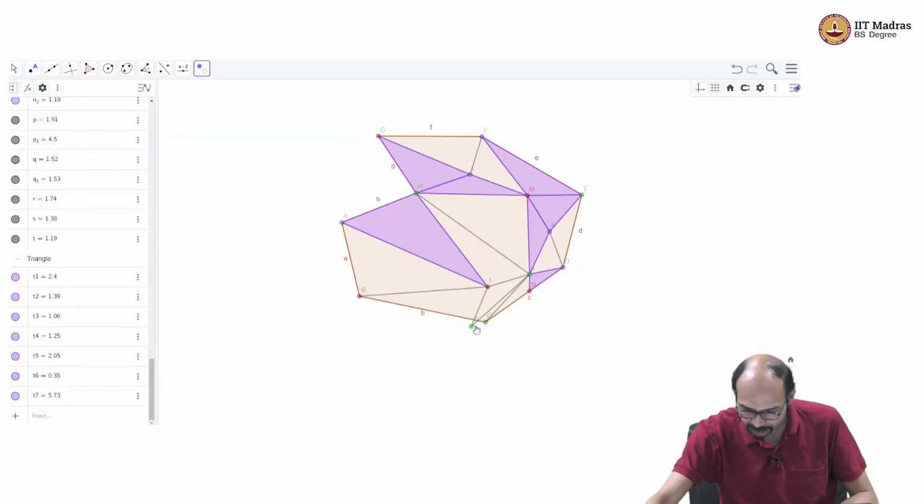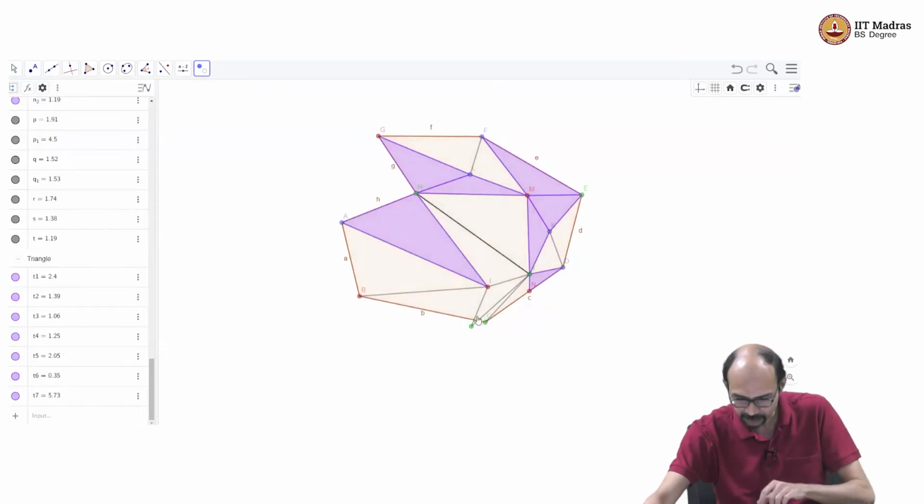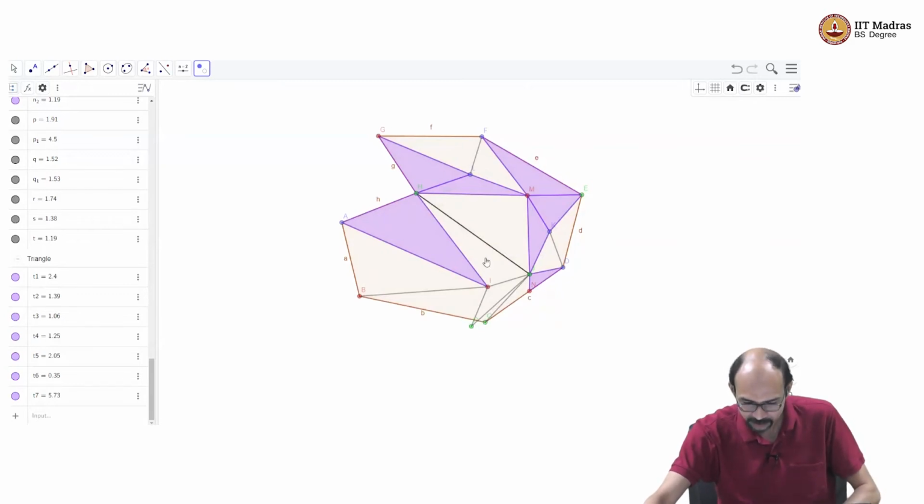Then I don't know why this point has come out. Anyway, there's a point which is outside which should not have been there. I think something got changed when I opened it. Anyway, so then there's another red blue which is the side A, which is AB.